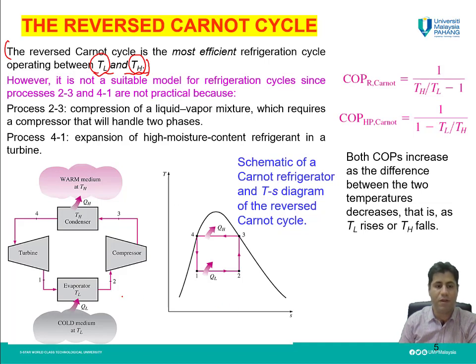This diagram can also be shown in an imaginary device for a refrigerator. If we imagine a refrigerator, we have these components: evaporator, compressor, condenser, and turbine. Then this reverse Carnot cycle can be defined for this imaginary refrigerator. The purpose of this imaginary device is to transfer heat from the cold medium, whose temperature is TL, to the warm medium, whose temperature is TH. QL is absorbed here in the evaporator.